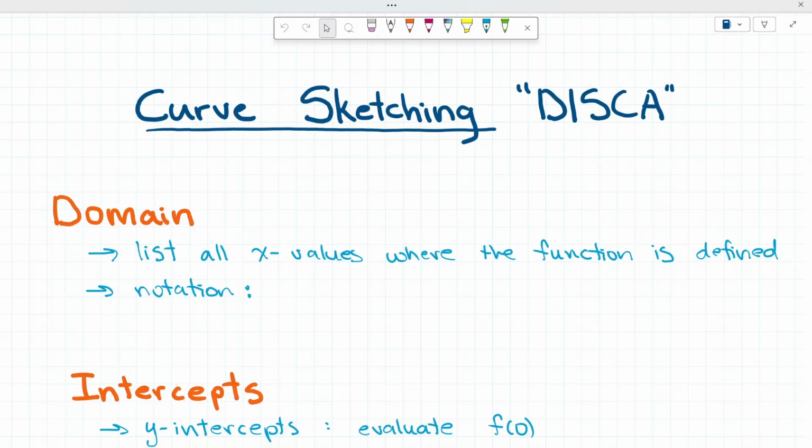So starting off today, I'm going to take you through a cool acronym that we can use to help us memorize all the different elements we need to know for curve sketching. So curve sketching is when we have some sort of function, it could be a polynomial, a rational function, really any type of function that we want to sketch.